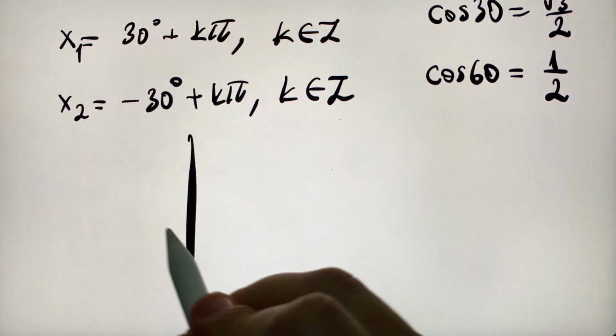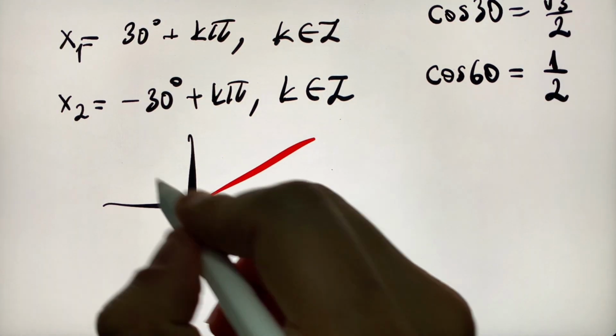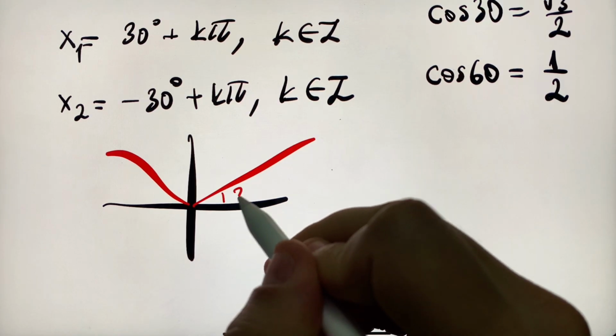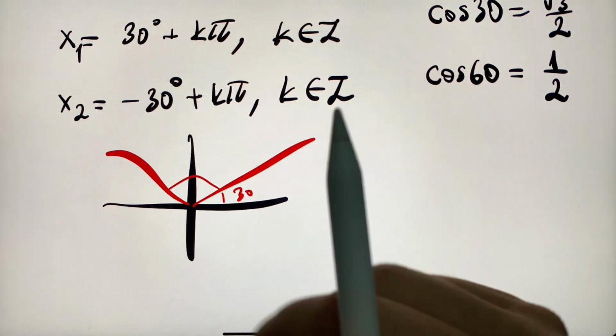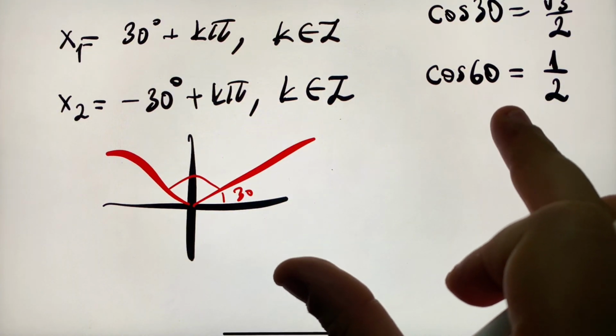If we want to show these angles on the unit circle, one of the angles is somewhere here, and one of them is here. Now if one is 30, the other will be 150 degrees. As you increase these k pi, we will get other angles.